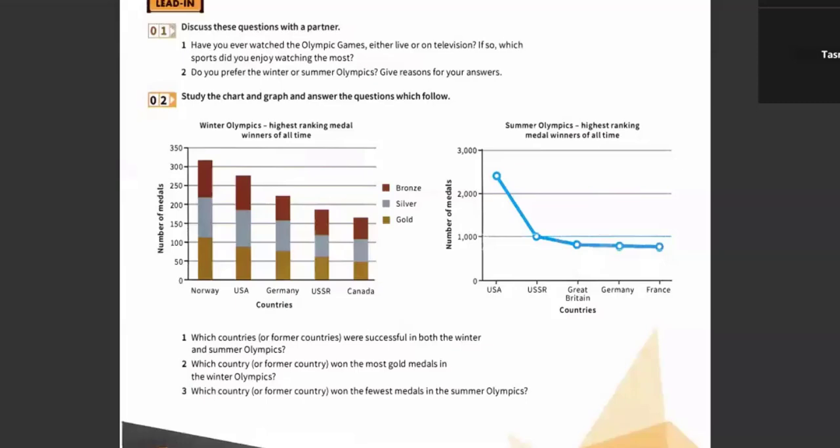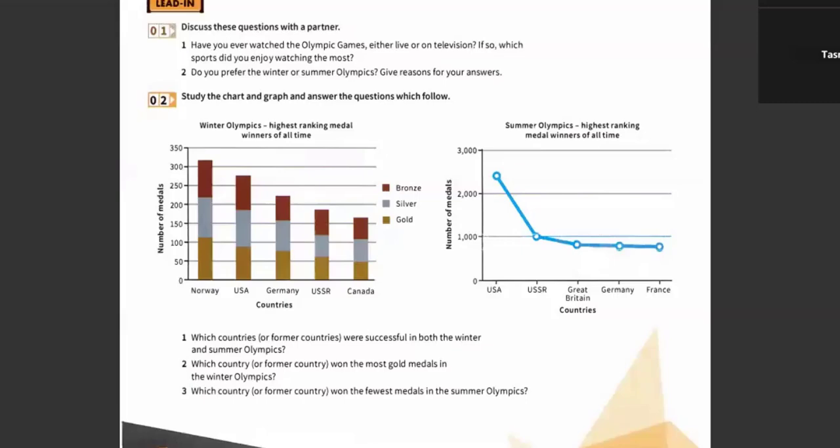No other countries? Do you see any other common countries between the two charts? USSR. Yes, and there's another one as well. That's Germany. Yes. So these three countries, the USA, the USSR, and Germany, were successful in both Winter and Summer Olympics. How do we know that?